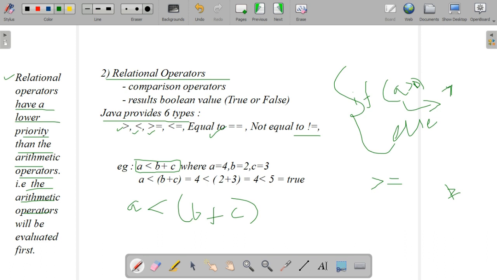So A less than B plus C. What is the value of B plus C? B plus C equal to 5. 4 less than 5? Yes, that is true. So it will return a yes or no answer. That is, it will return true.